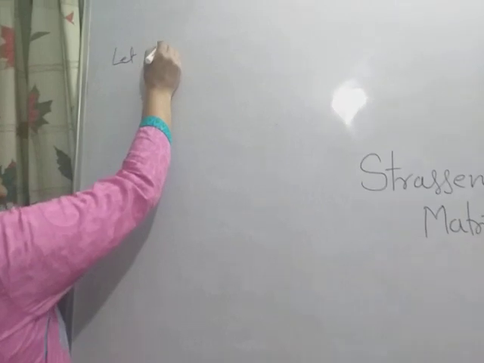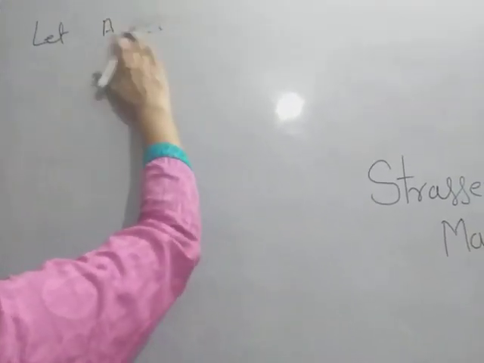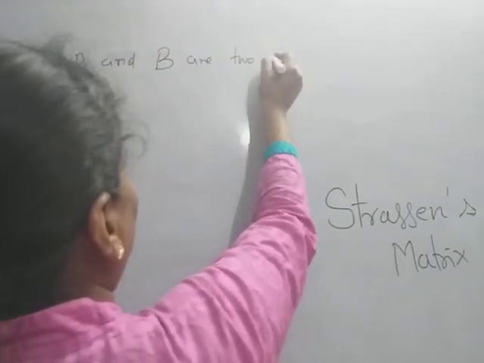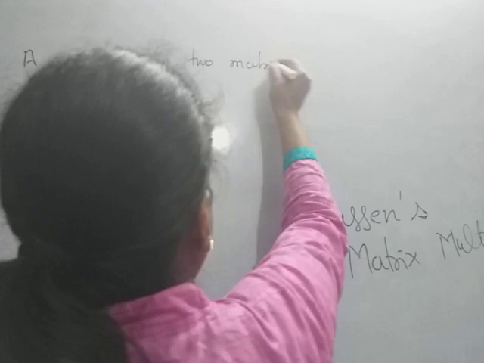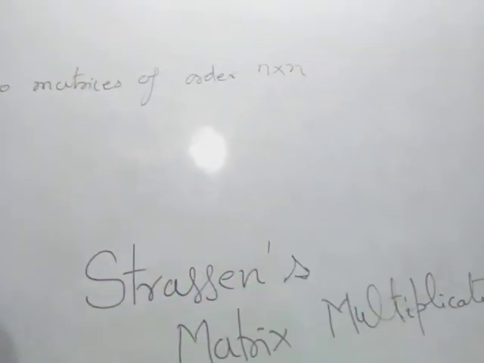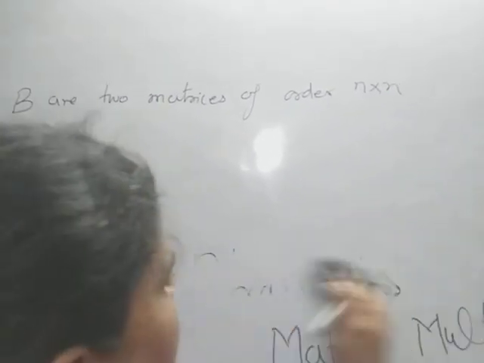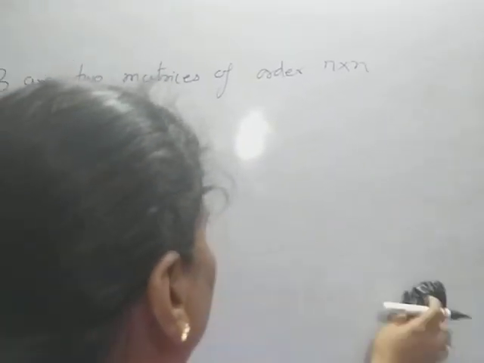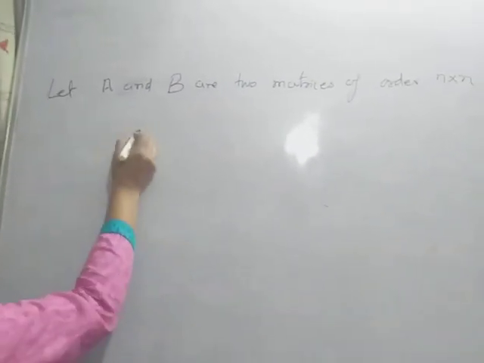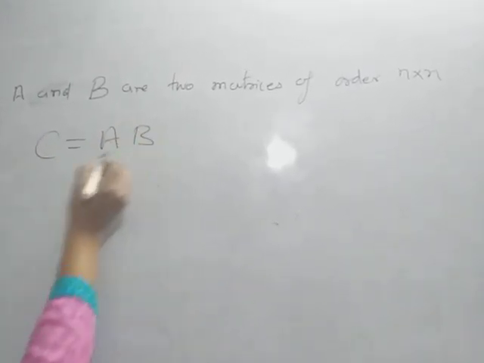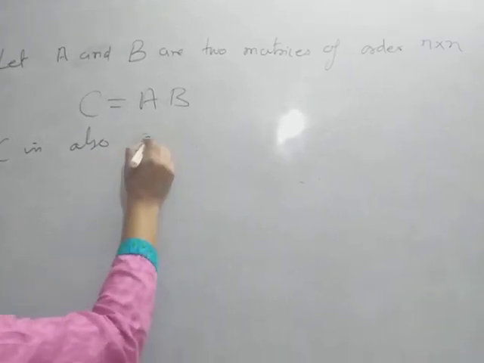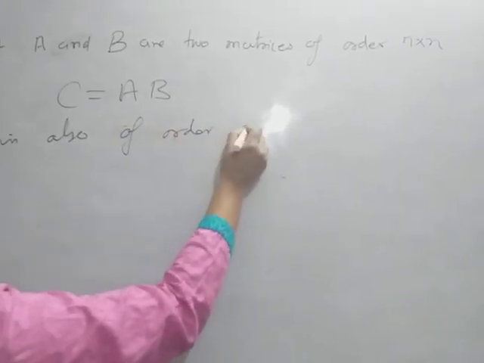Say let A and B be two matrices of order n cross n, and C equal to A into B. So C is also of order n cross n.